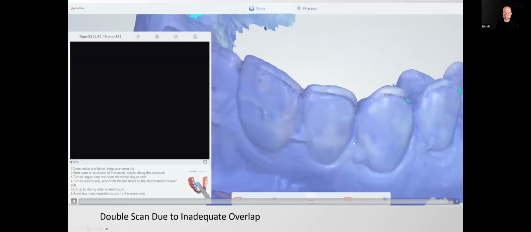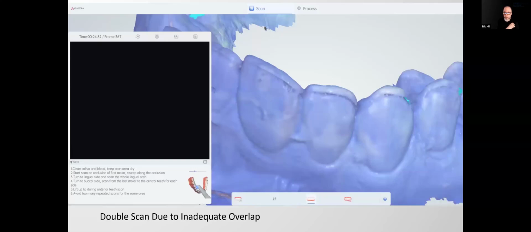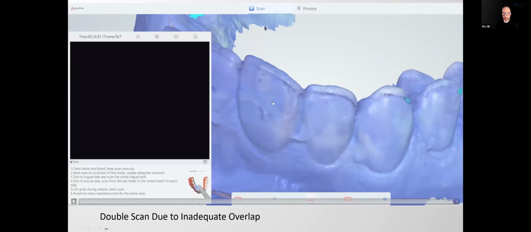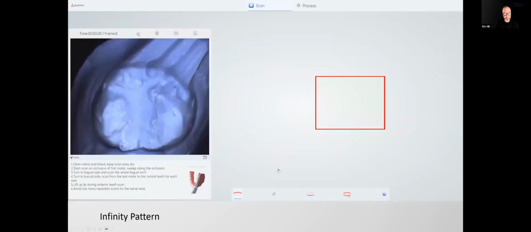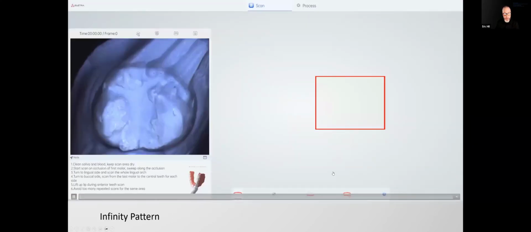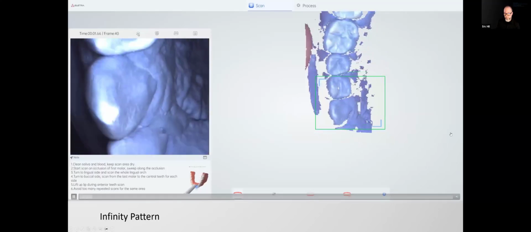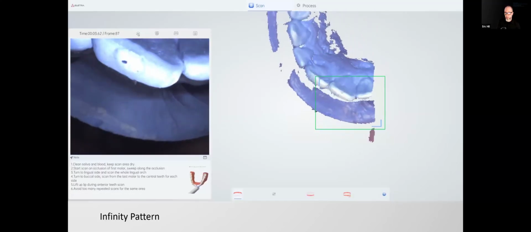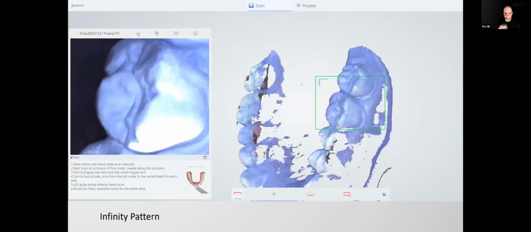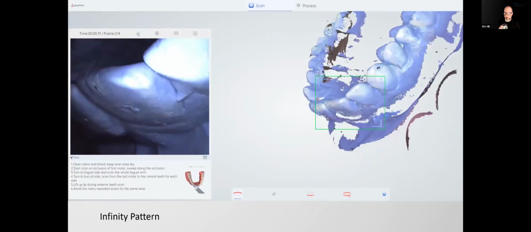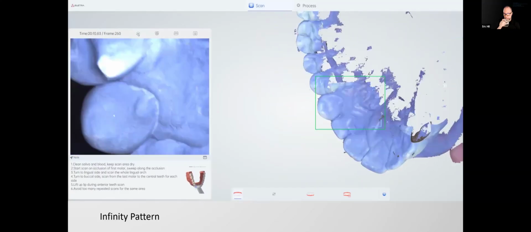But the reason for that is your scanner is not able to tie together the previous scan with the new additions. So you can overcome that by simply going back and making sure you're overlapping the previous data by 25 or 30%. Let me go back to the infinity pattern and show you that one again. Little rock on the anterior. That's just to get the incisal third. So when you're scanning the buccal side, it's easier to tie in and you're not getting into a situation where you might get double scans.